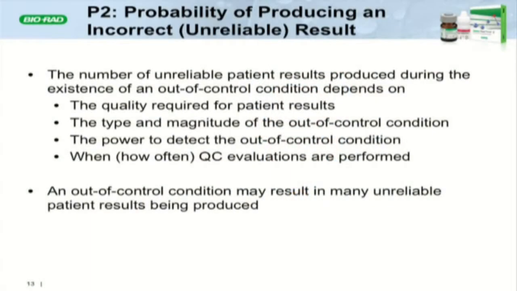Now, note, based upon all of those criteria, an out-of-control condition may result in not one, but many patient results being affected. Okay? So it's not a one-to-one. It's not one failure, one potential patient harm. It could be one failure, many potential patients being harmed, depending upon the size and type of the error and our ability to detect it.